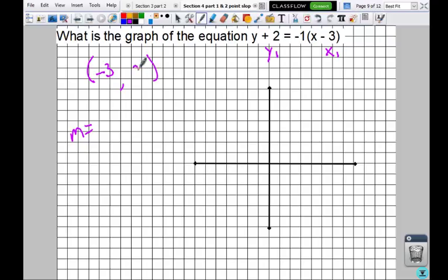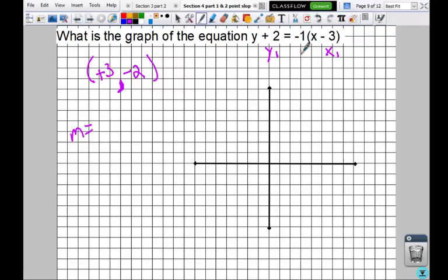y1 is 2, but we got to be careful because my formula is x minus x1, y minus y1, which means I got to change my signs. So instead of a negative 3, I'm going to have a positive 3. Instead of a positive 2, I'm going to have a negative 2. This is the only time this really changes, whenever you graph point slope. Because our formula says we have opposite numbers there because of the minuses. So my point is really 3, negative 2.